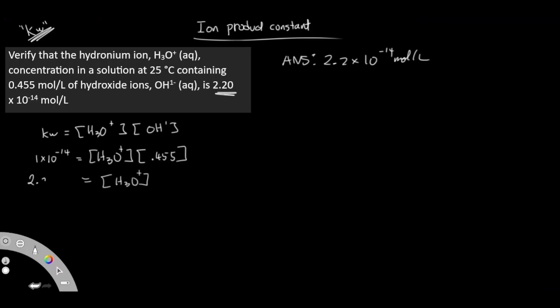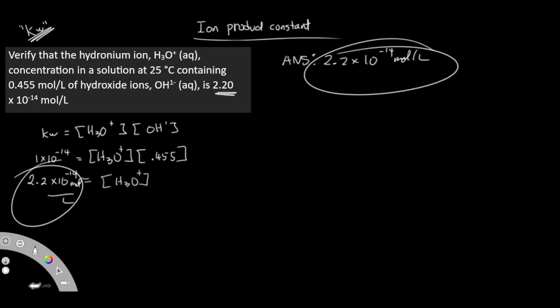What do you end up getting? 2.2 times 10 to the negative 14, in concentration brackets, so this would be moles per liter. As you can see, they match up. This is correct, makes sense. Also, because the hydroxide value is a lot greater than 1 times 10 to the negative 7, this value should be much, much smaller than 1 times 10 to the negative 7. Of course, times 10 to the negative 14 is very, very small.